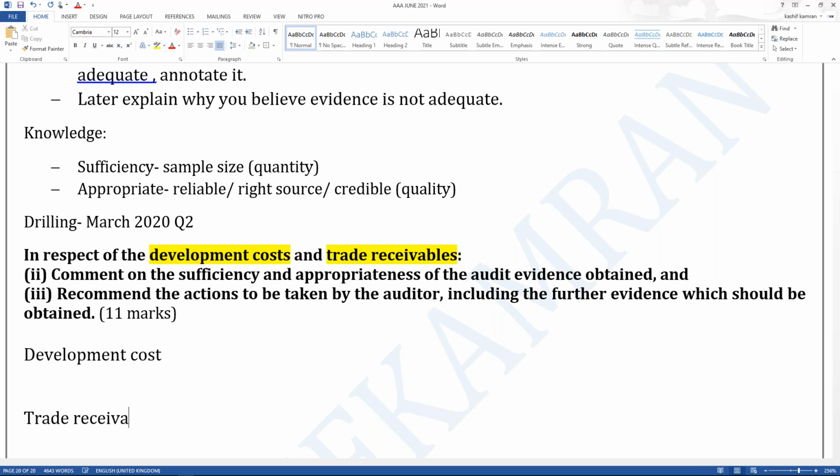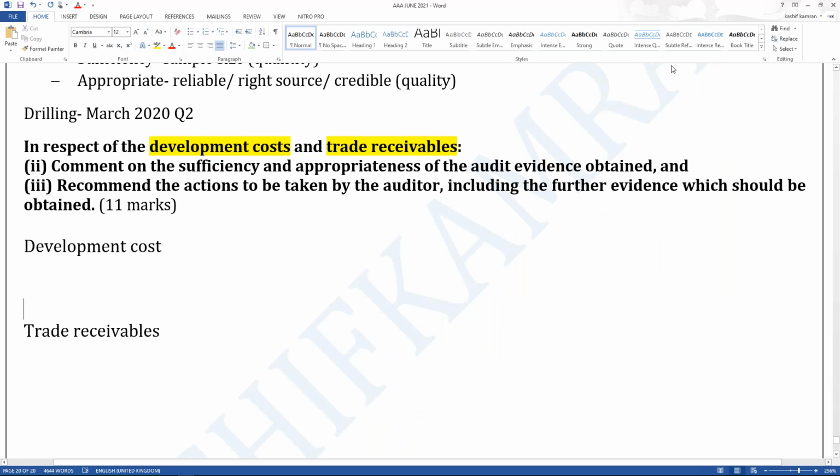Number 2, right? We have 2 issues. Now, what do we have to do for the 2 issues? In respect of the development cost and trade receivable, comment. So the very first thing we have to do is comment on the sufficiency and appropriateness of the evidence obtained.